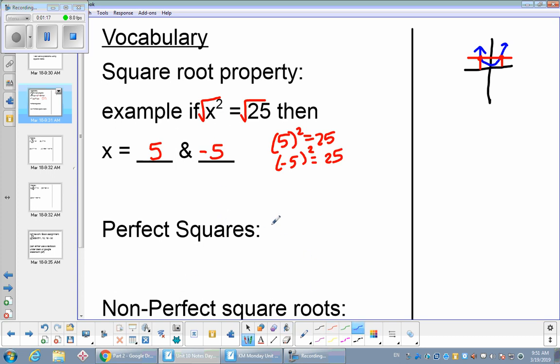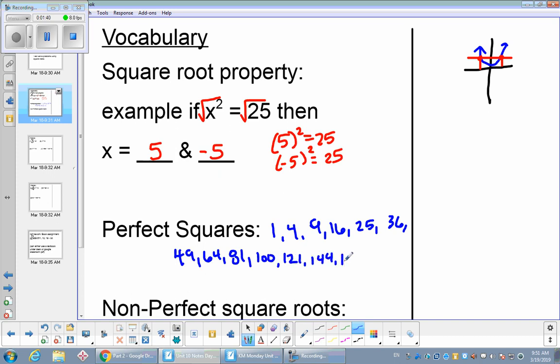Next, I want you to make a list of all the perfect squares. So we have 1, 4, 9, 16, 25, 36, 49, 64, 81, 100, 121, 144. And then I'm going to go all the way up to 15. So that's 1 squared, 2 squared, 3 squared, 4 squared, 5 squared, 6 squared, all the way up to 15 squared. And that last one says 225, right?